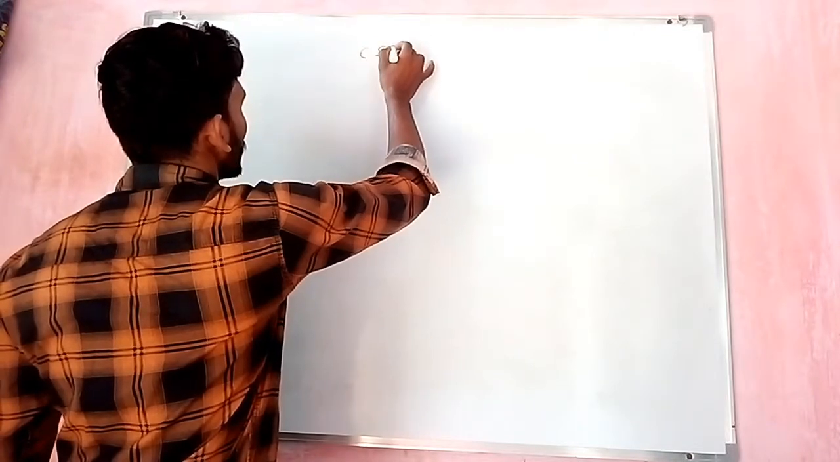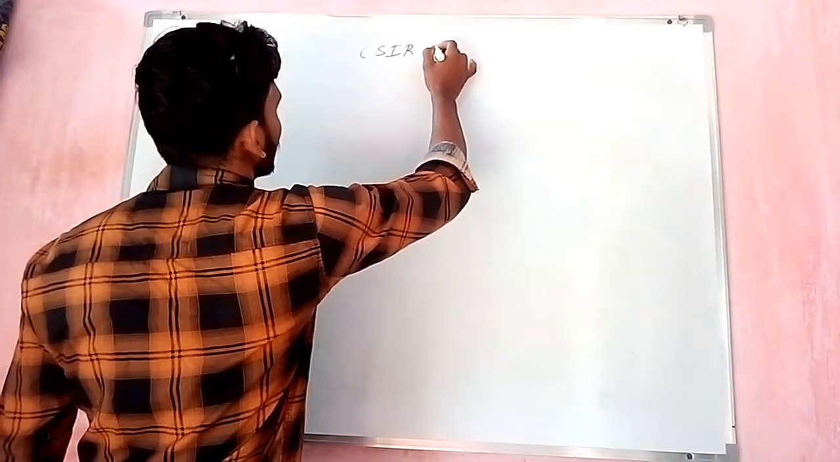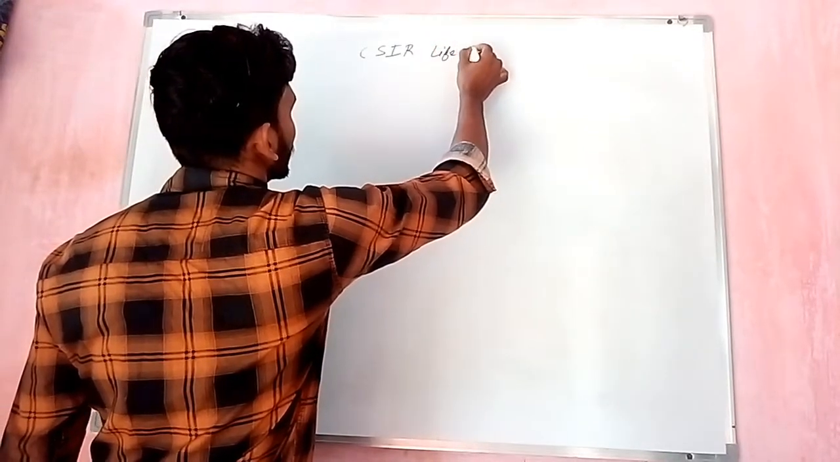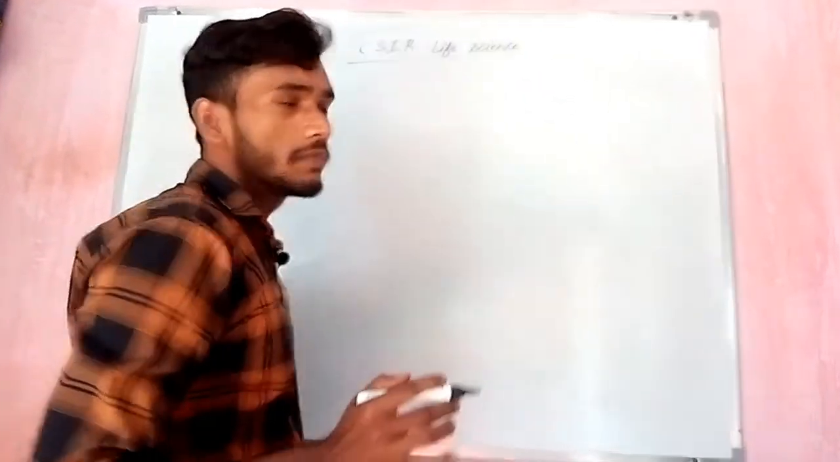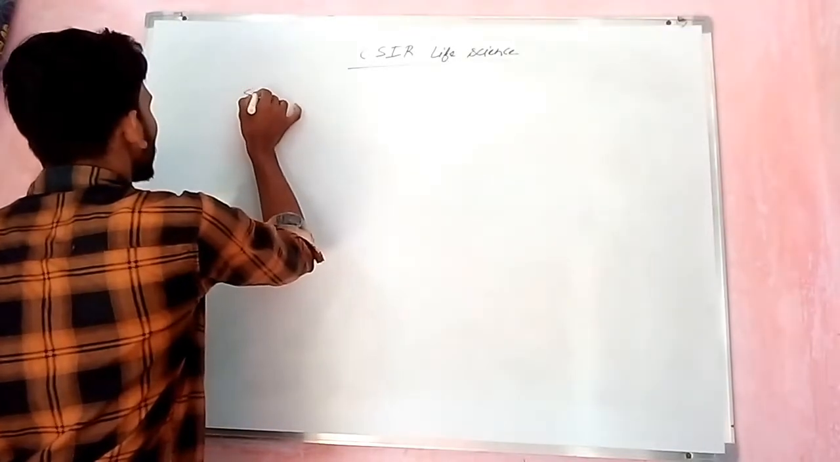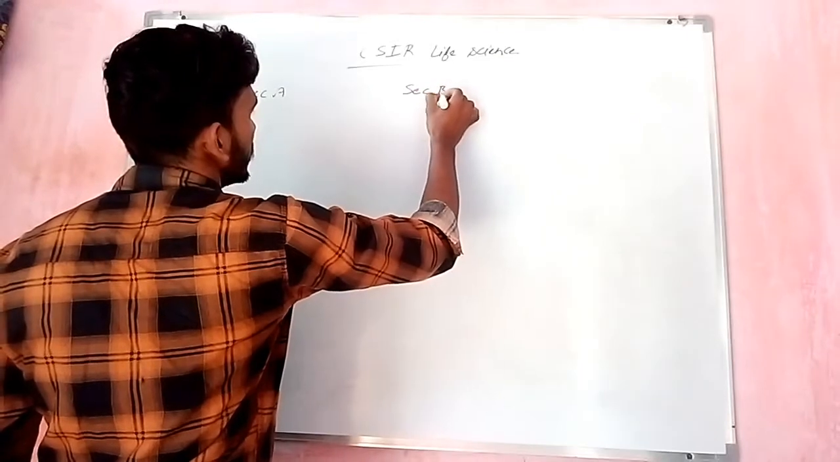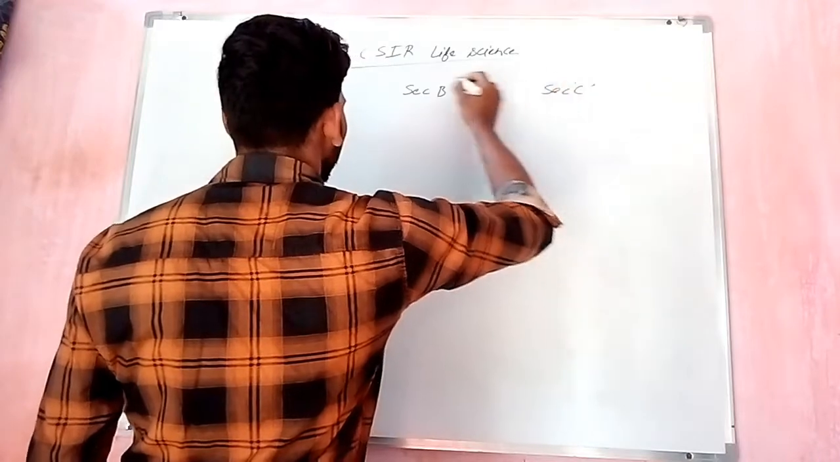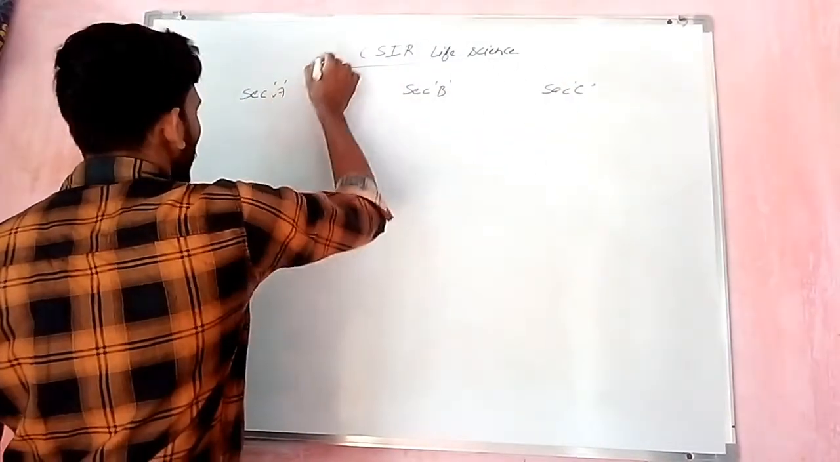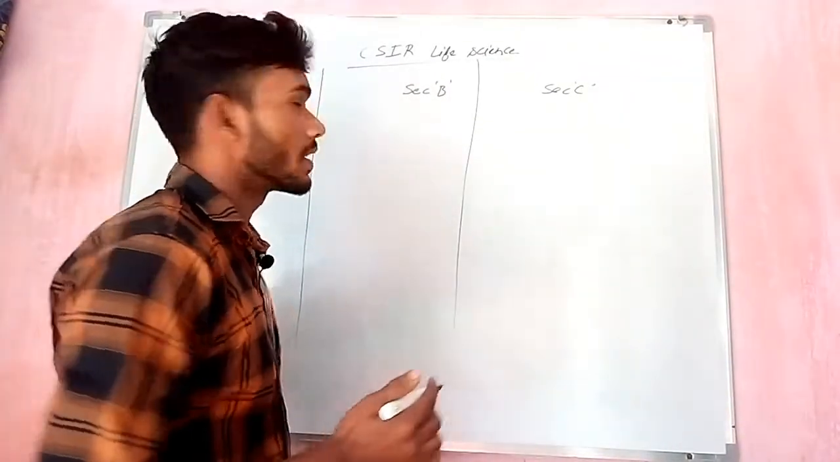If we talk about the exam pattern of CSIR Life Science, it is divided into three parts: section A, section B and section C. Now we will talk about how many questions are asked in section A, section B and section C.